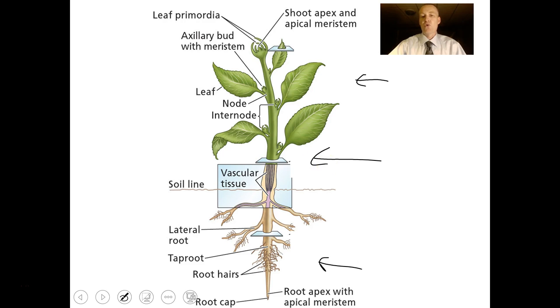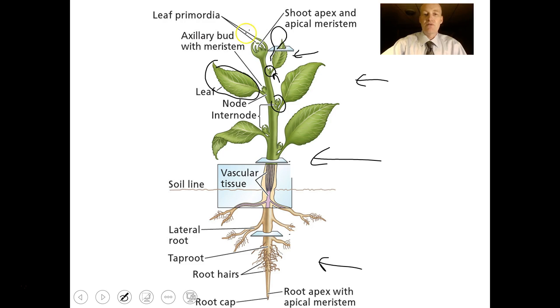So if we just kind of look at a few things here, so here's a leaf, and right there at the armpit of the little stem coming into the main stem, the stem of the leaf coming into the main stem, you have this little thing called a node. So this is where a little bud sits that, if I rip that leaf off, that little bud will grow into a new leaf and replace the leaf.